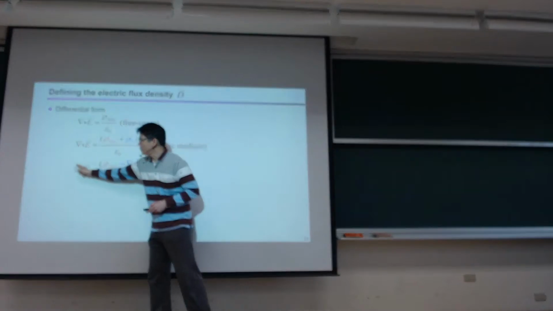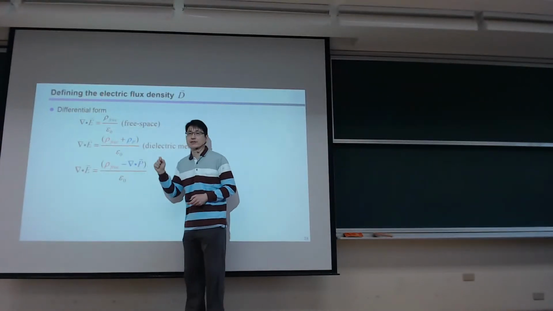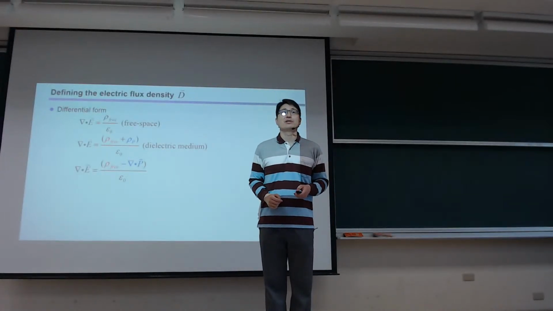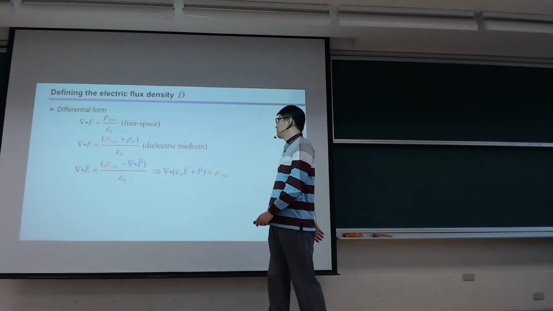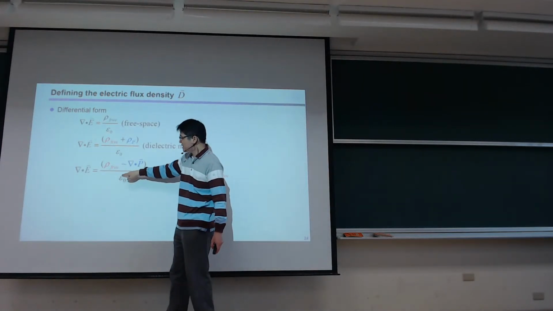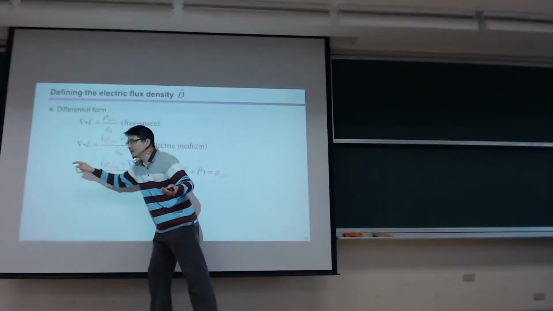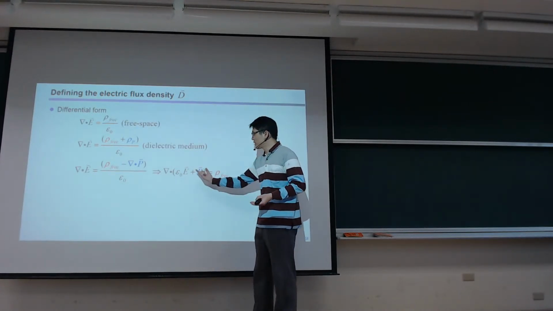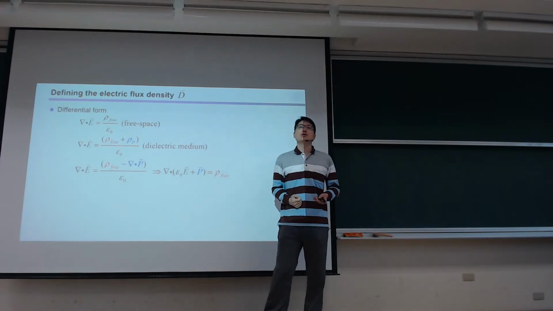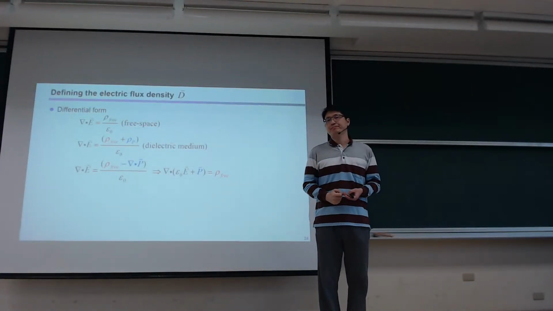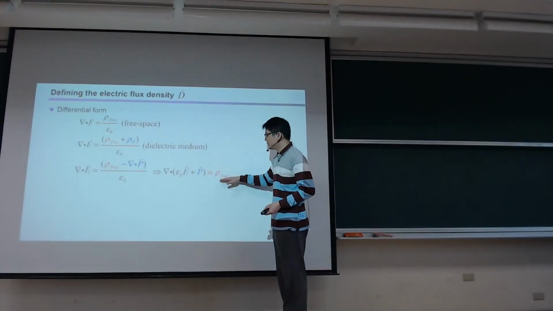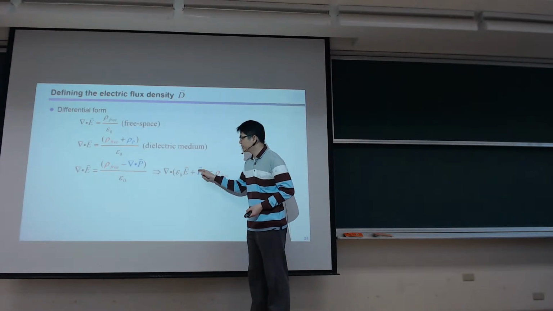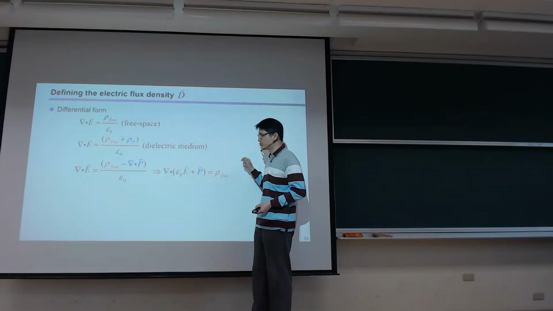Now we have one divergence and we have a second divergence. Why not combine the divergences to one side to make everything simple? We can do that. Epsilon 0 is a constant, so we can just multiply it to the left-hand side. And divergence is distributive, so we can combine these two into one divergence, right? So now it reads: divergence of epsilon 0 E vector plus P vector is equal to rho free.